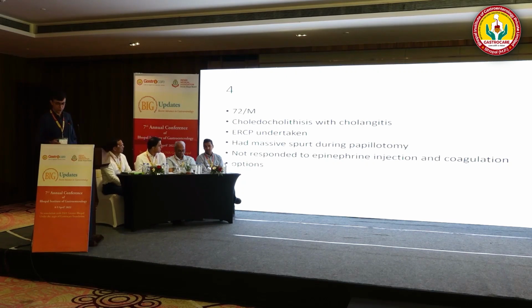So now we move to a different area. This was a 72-year-old male, choledocholithiasis with cholangitis. ERCP was done for removal of stone, but had massive spurt during papillotomy. Usual injection therapy with epinephrine and coagulation was tried, but the patient continued to bleed. So what are the options?